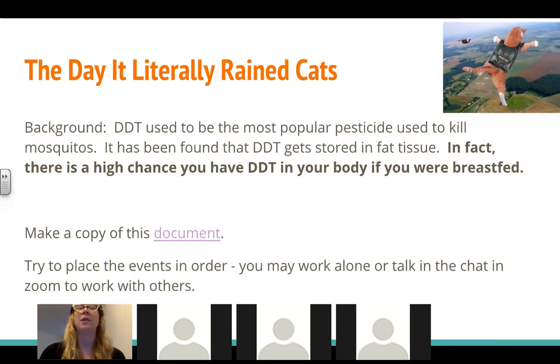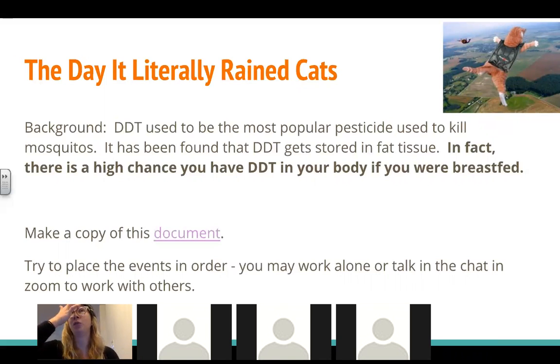DDT was used as a pesticide to kill mosquitoes. It was very effective, killed them completely. As you know, mosquitoes are really annoying, but they also carry disease. So that's mainly what this was used for, to help eliminate malaria and other diseases that are carried by mosquitoes. We didn't really know what DDT did other than that it killed mosquitoes. So people were like, yeah, let's spray it everywhere.